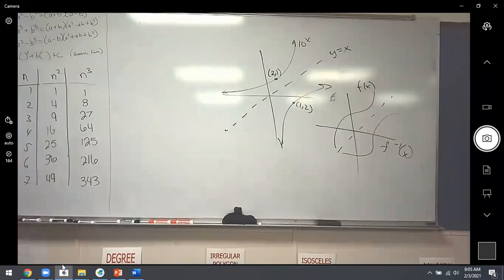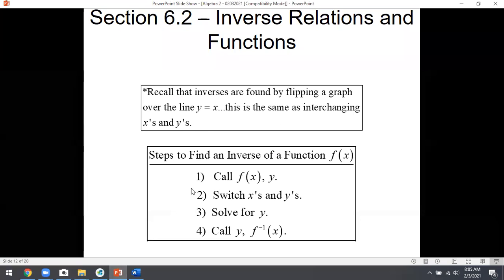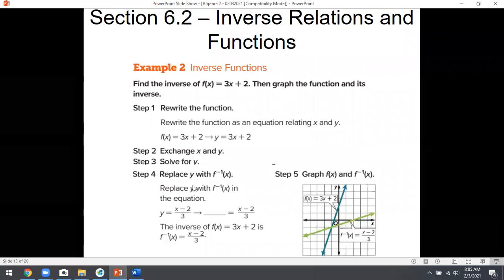So graphically, that's what I really want you to understand. You're flipping over the line y equals x. I cannot overemphasize that part right there. Now, we're probably not going to go to graphs quite often. We're going to do more things like this. So let's write down this example.